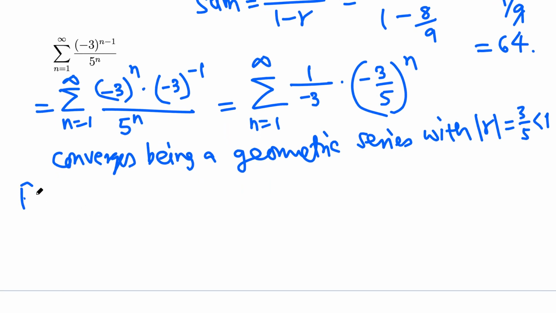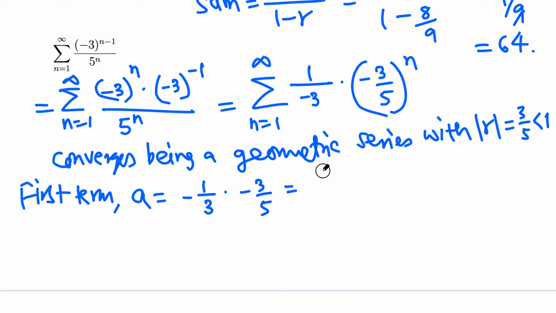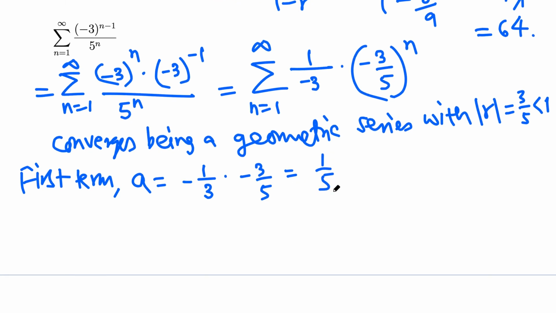We need the first term. The first term, a, means plug in n equals 1 here. So this is 1 over negative 3, meaning negative 1/3, times negative 3 over 5 raised to 1, which means just negative 3 over 5. The 3s cancel, and negative times negative is positive, so 1 over 5. So this is just 1 over 5. So we have the first term.